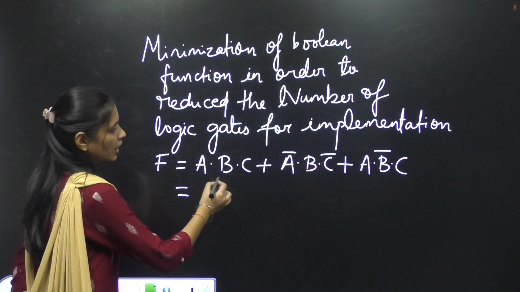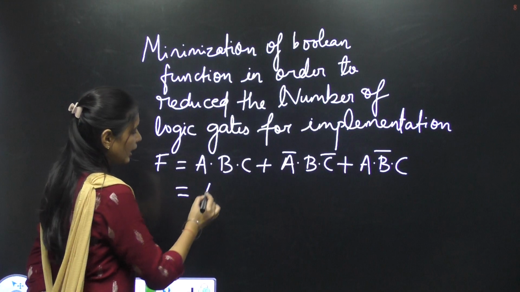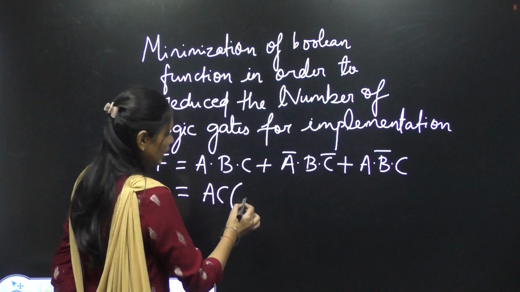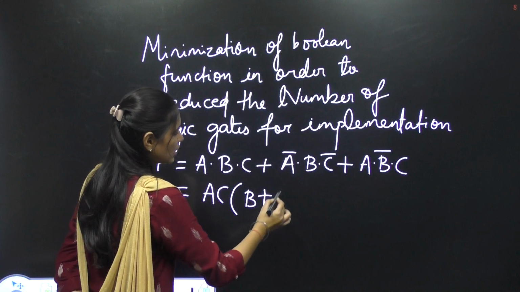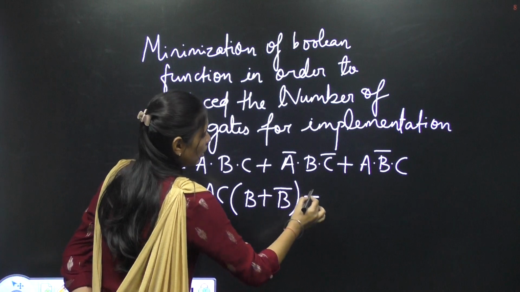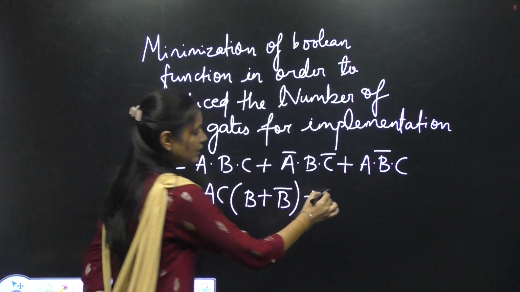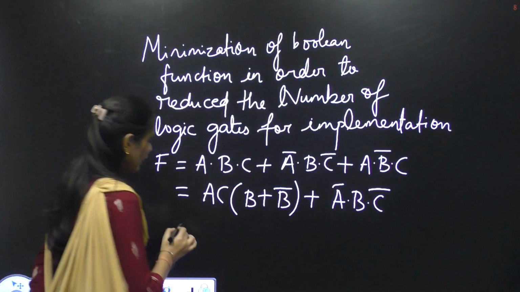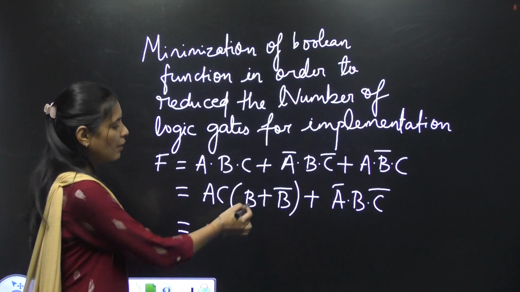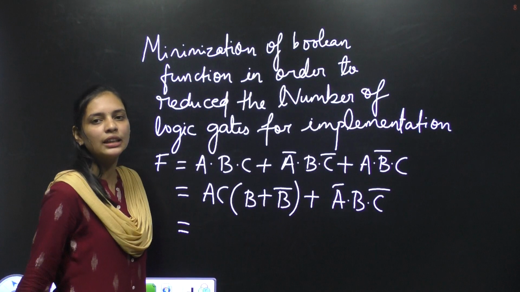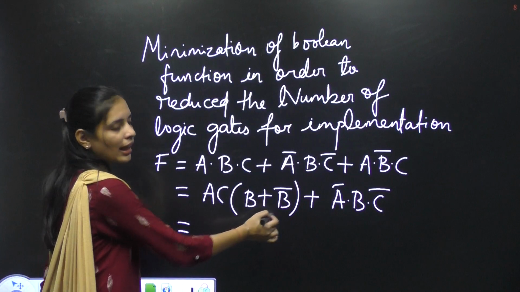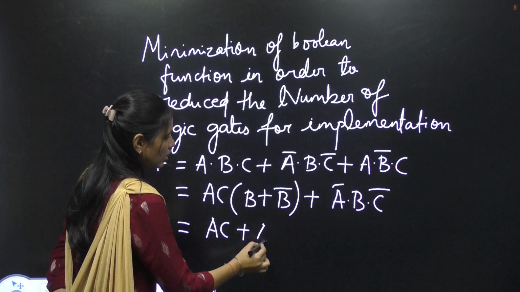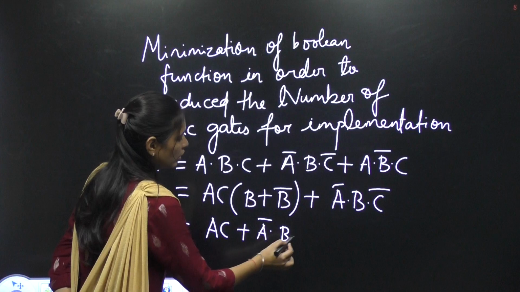From the first term and the third term I will take AC to be common, and I will be left with B here and B complement here. So I will write B plus B complement, and this term I will write as it is, that is a bar dot b dot c bar. And from the logic of the Boolean expression I am pretty clear that b plus b bar is always 1. That is why this value will be 1. So I will get AC plus a bar dot b dot c bar.